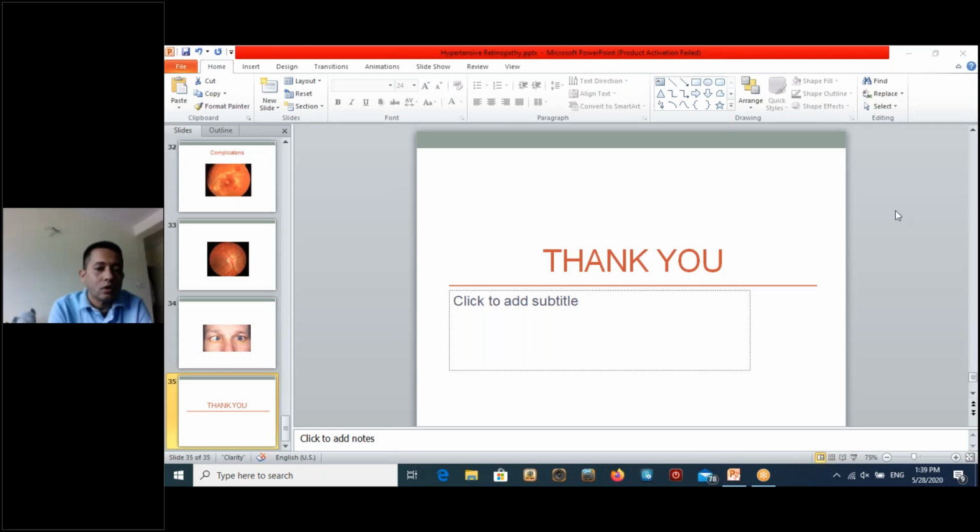So this topic is not as difficult as diabetic retinopathy, but hypertensive retinopathy is still important, and the main cause is because it also causes venous occlusion, all these complications we talked about.